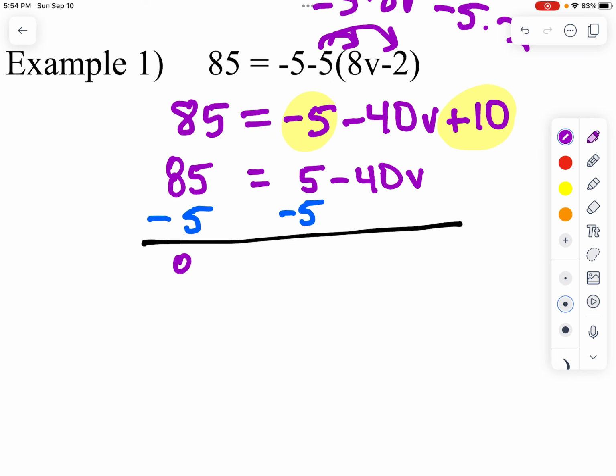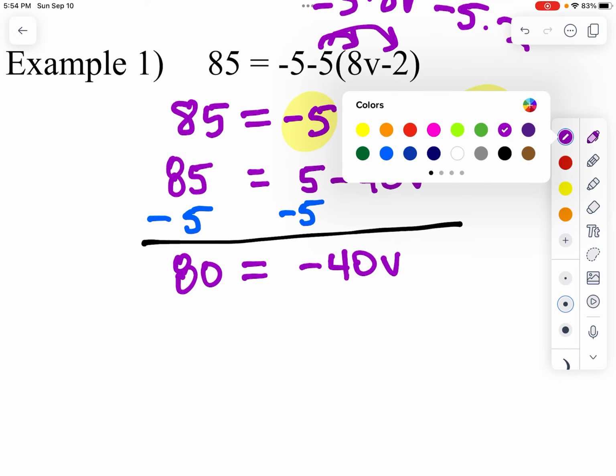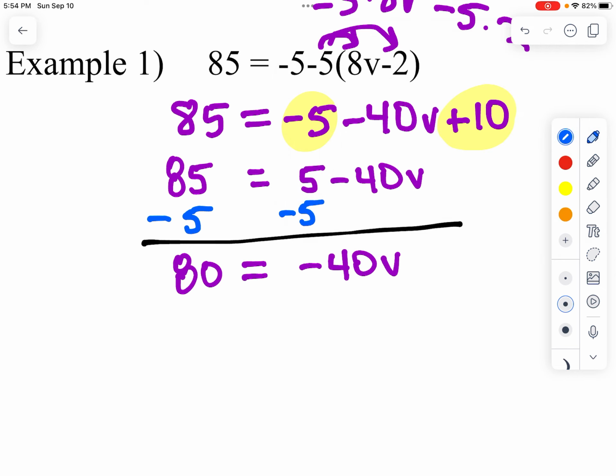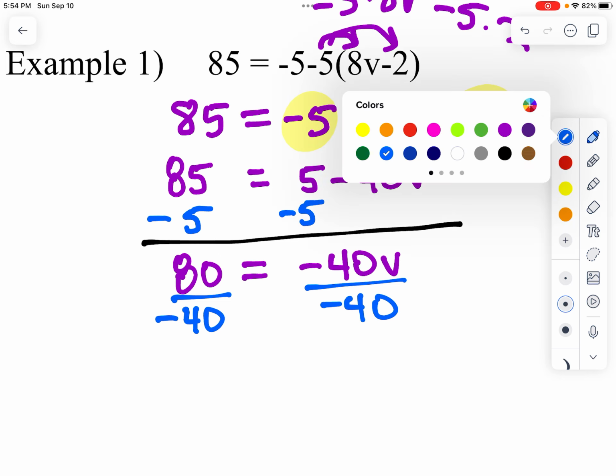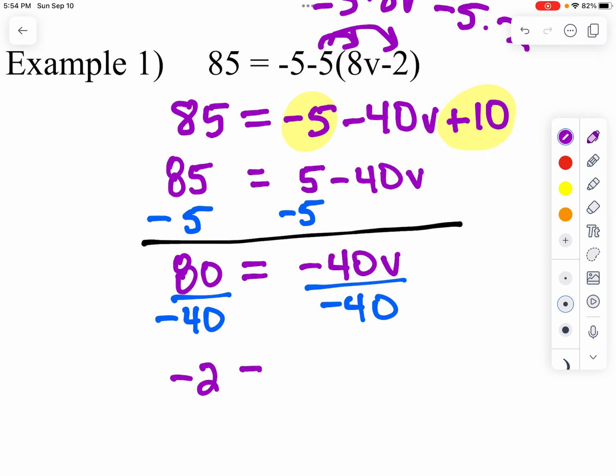85 minus 5 is 80. 5 minus 5 is 0. Those are gone. I'm going to drop down that negative 40v. I'm going to divide both sides by negative 40, undo that multiplication by negative 40. And I get negative 2 equals v.